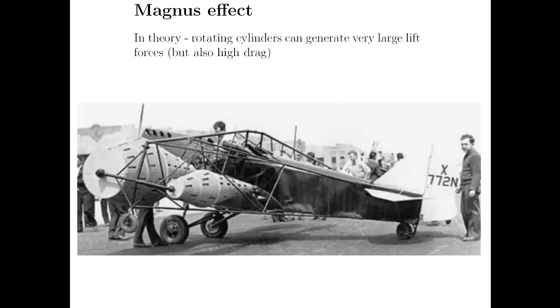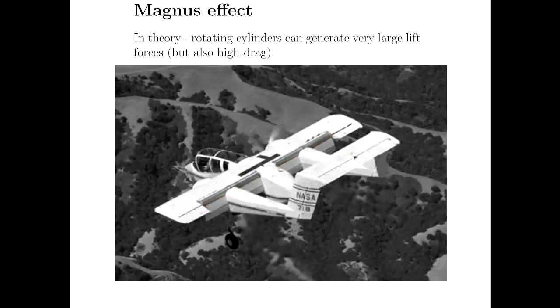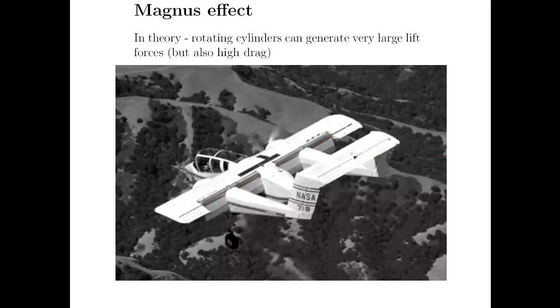Here's another example as well. You can see that there are these large cylinders here instead of your wings. Okay, and another one here which is made by NASA. They're testing a plane by NASA, and if you look very closely, there is a cylinder there. Don't know whether you can see it. Right, you can see a cylinder there, and this rotating cylinder is used to generate lift for the aircraft.